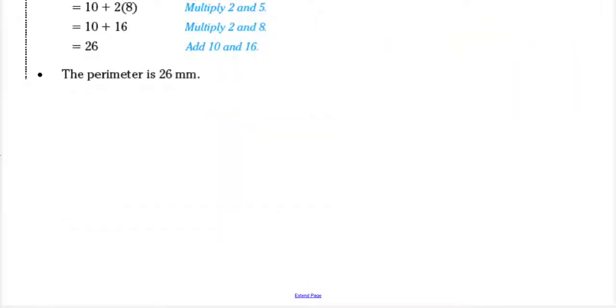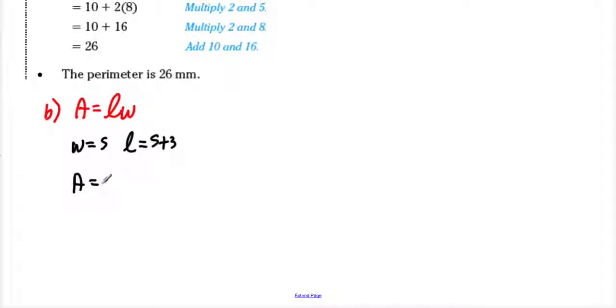Again, it is assumed that you know the formula for an area of a rectangle. An area of a rectangle is simply equal to length times width. Okay, so let's recall what we have. In our problem, our width is equal to S, and our length is equal to S plus 3. So applying that formula, we now have area is equal to S plus 3 times S.